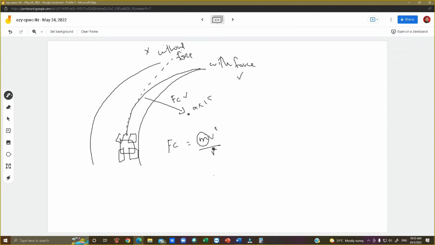How we want to ensure our centripetal force is enough. Macam mana? So, dia punya tricks ada dengan benda ni. Ataupun, dia ada dengan benda ni. MR omega square. The thing that change here is only one.